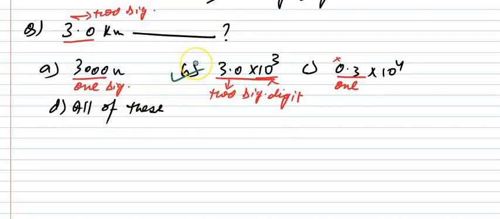B is correct. Now we are going to discuss the conditions for rounding off, how we do the rounding off. So come to the next topic in significant figures, rounding off. Put the heading over there, rounding off.